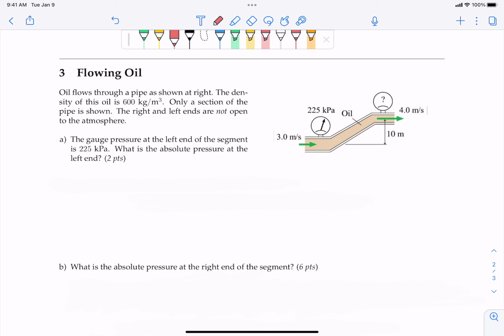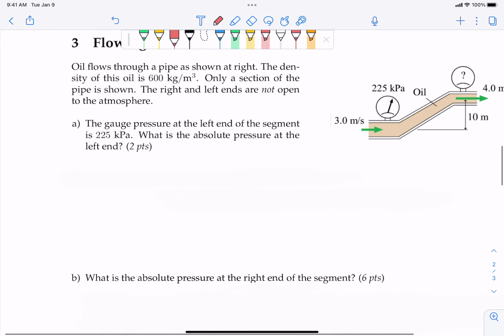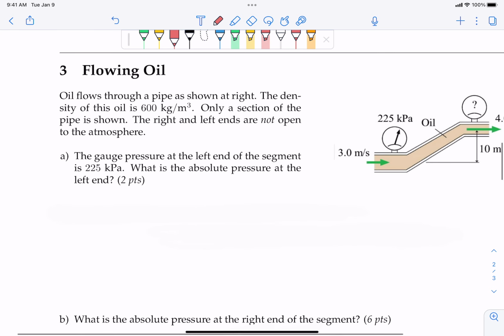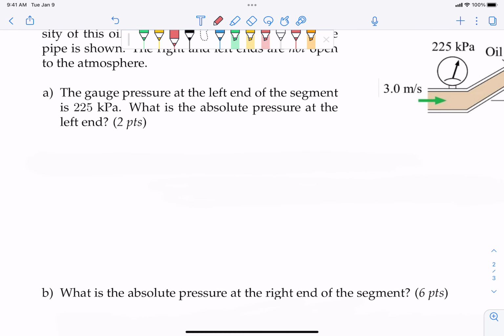All right. So they're asking for part A here. They're saying that gauge pressure at the left end of the segment is 225 kilopascals. What is the absolute pressure at the left end? Well, they said gauge is equal to 225 kilopascals. Well, if I think about it, we had already established the relationship between gauge and absolute pressure. So what's the relationship between absolute and gauge pressure?